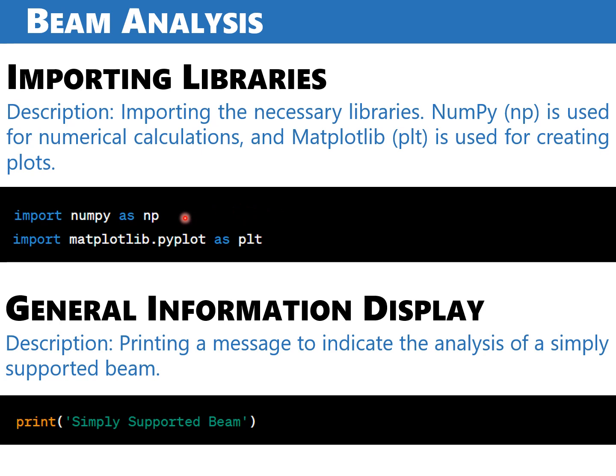The syntax is appearing on the screen. At this stage, I don't believe that I need to explain the syntax. But still, if someone needs further explanation on the syntax of any code portion, he or she can contact me. After importing these two libraries, there's some general information displayed for the program. Print simply supported beam. It's a simple print command that will print the name of the program for the user's information.